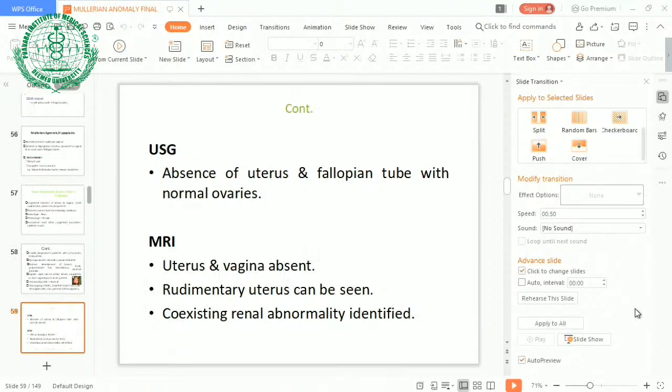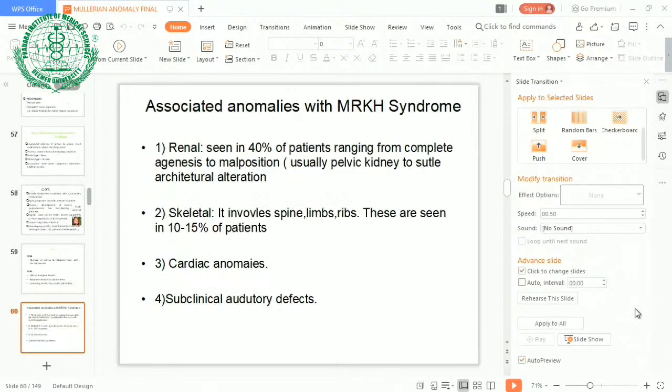Sonography: absence of the uterus and fallopian tubes with normal ovaries. MRI: uterus and vagina are absent. Rudimentary uterus can be seen. Coexisting renal anomalies are identified. The associated anomalies with MRKH syndrome are renal, seen in 40% of patients, ranging from complete agenesis to malposition. Usually pelvic kidney is more common.